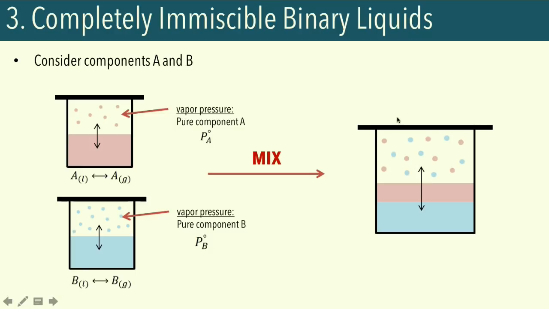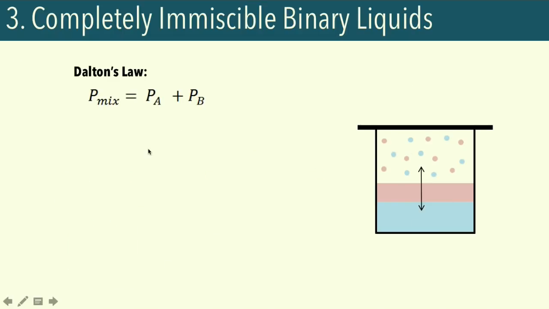The next question is, what is going to be the vapor pressure of our solution in which we have complete immiscibility? Recall again Dalton's law. We know that the pressure of the mixture is going to be equal to the partial pressure of component A plus the partial pressure of component B. What's going to be different in this case, compared to the completely miscible binary liquid system, is that when we had a completely miscible system, we had to take into account the interactions of component A and component B with one another.